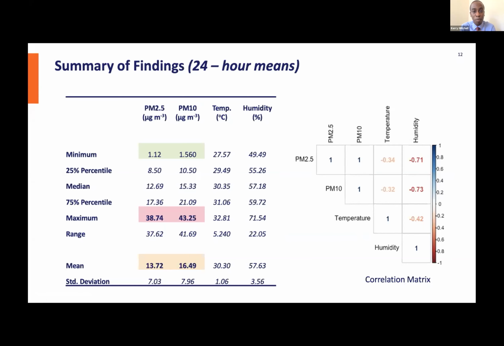But what we can see here from this data is that particulate matter concentrations vary greatly. You can see there's a great range in both PM 10 and 2.5, and the standard deviation is significant when compared to the size of the mean.